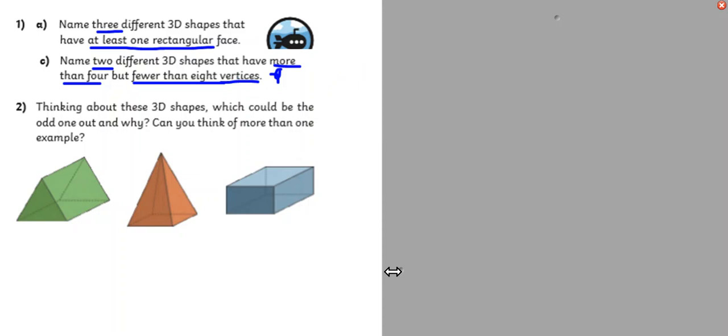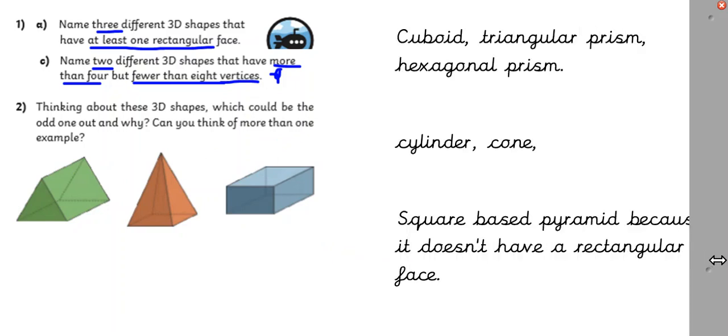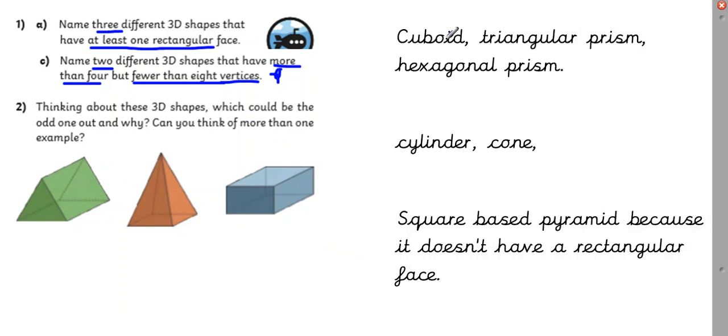Okay, let's have a look then. So for the first one, this here might have given you a bit of a clue. Okay? 3 different shapes that have at least one rectangular face. So you could have had a cuboid, a triangular prism, a hexagonal prism, for your 3 shapes there. If you've thought of anything else that's also got a rectangular face, well done.